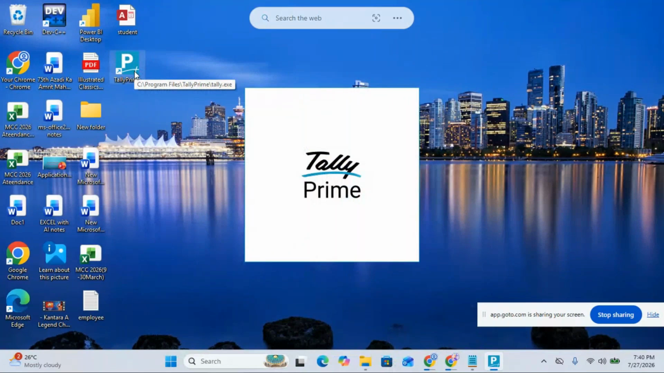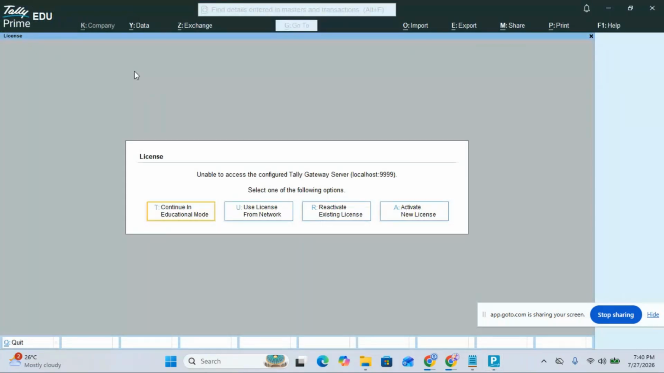After installing, you can open the Tally screen and you'll get four options like this: Education Mode, License from Network, Reactivate Existing License, and Activate New License. And tomorrow I'm going to explain what these options are, license from network, educational mode. About these things I'll explain tomorrow.